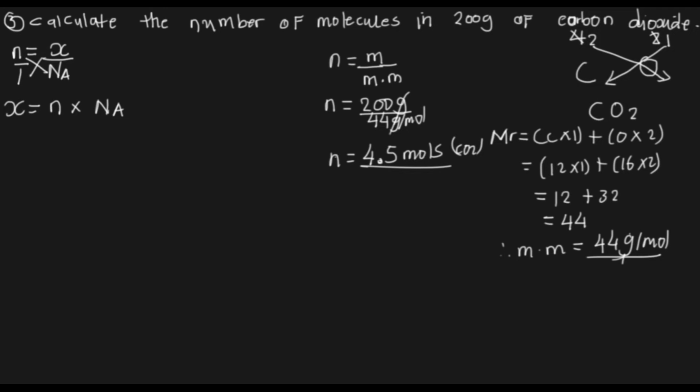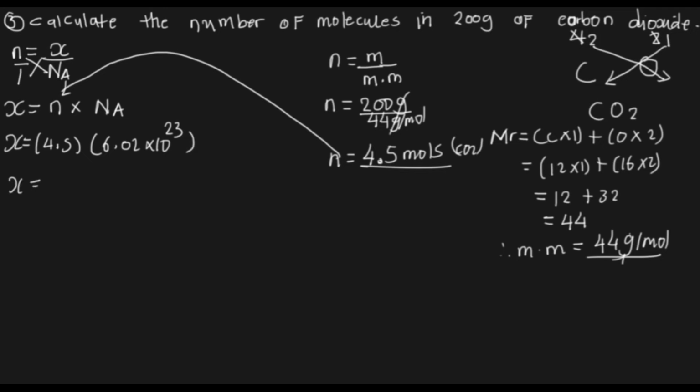Now that we have the moles of carbon dioxide, we are going to substitute the number of moles into this formula. So X, which is the number of molecules, is equal to the number of moles, 4.5, multiplied by the Avogadro's constant, which is a constant number, 6.02 times 10 to the power 23. So X is equal to 4.5 times 6.02 times 10 to the power 23.